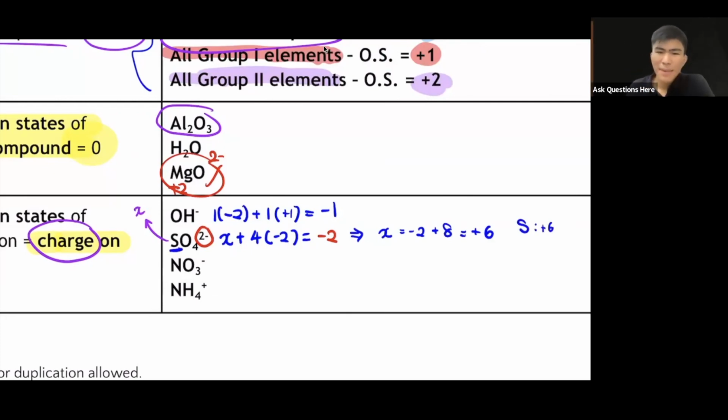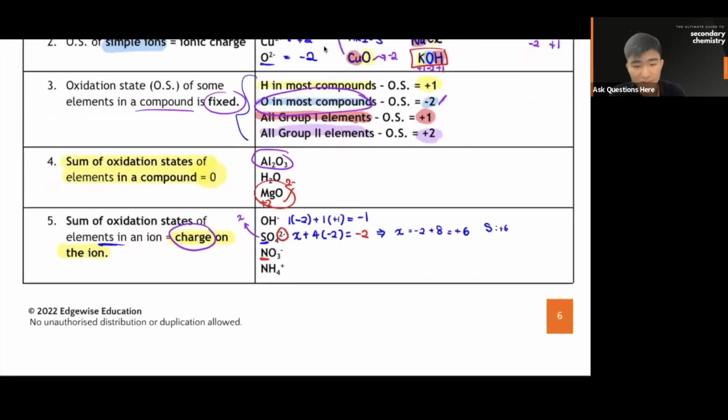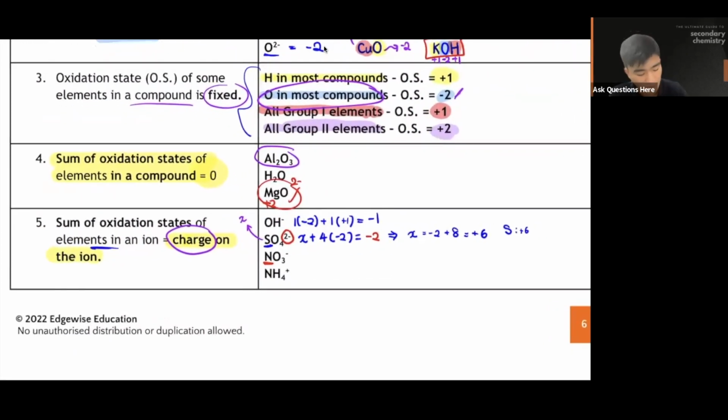Now with this in mind, can you help me to try out NO3? I want you to find out what is the oxidation state of nitrogen for me. Is that okay, everybody? Let's try this out using rule number 5, where the sum of oxidation states of an ion is equal to the charge of the ion. I'm going to just say that it is X first, and the rest you can try.